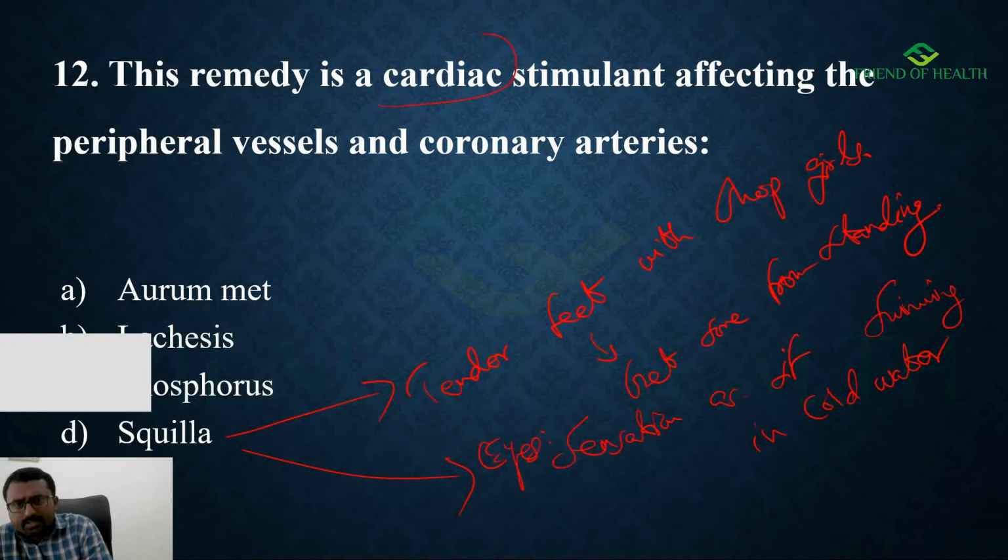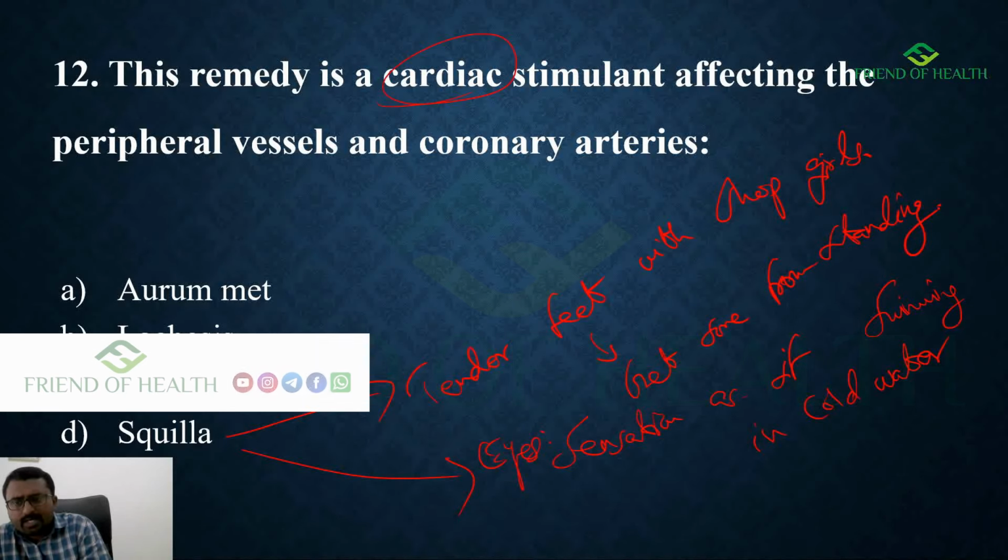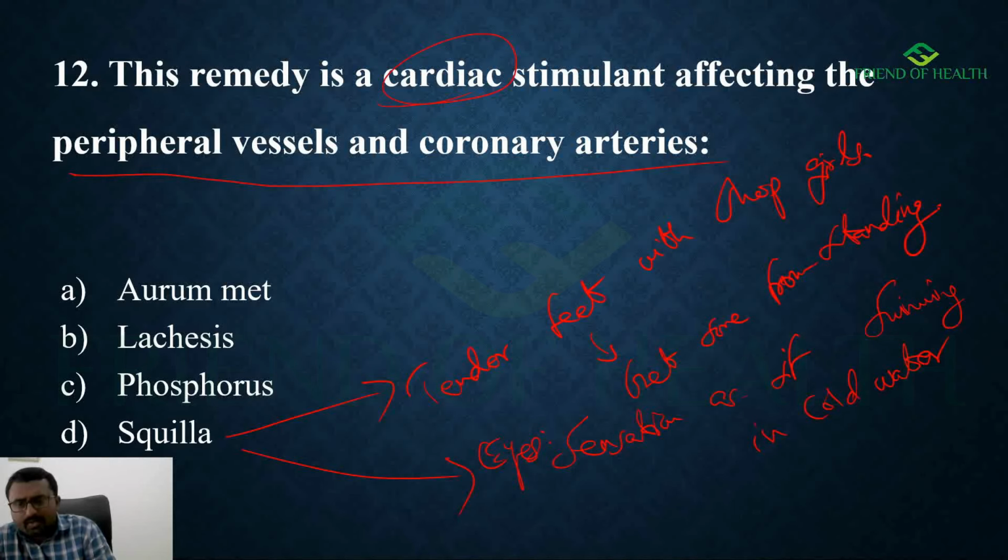The cardiac symptom is cardiac stimulant affecting the peripheral vessels and coronary arteries. Okay, if at all there are very close running remedies like Adonis or other heart remedies, you will be having confusion. So you go through these previous question papers. Don't stop there. Go to the Materia Medica and read all the interesting unique symptoms, so that if at all this year they are asking another symptom like tender feet with shop girls, you can answer Scilla again.